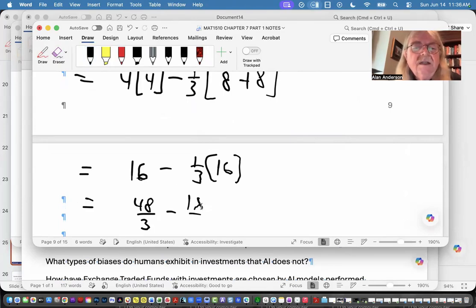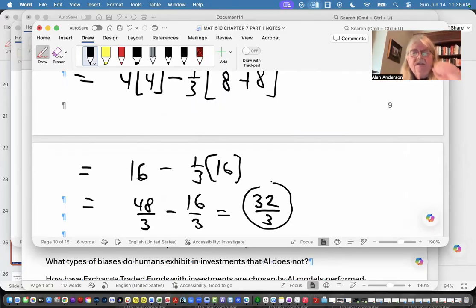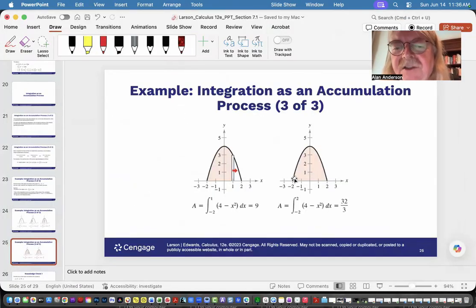Whoops. And so we'll end up with 32 thirds. Okay. So really, there's no surprise there. I guess they just wanted to illustrate theoretically what's happening here.